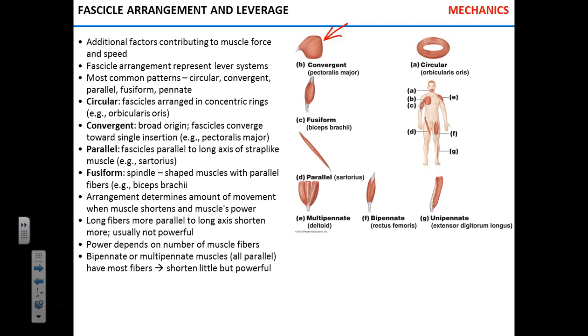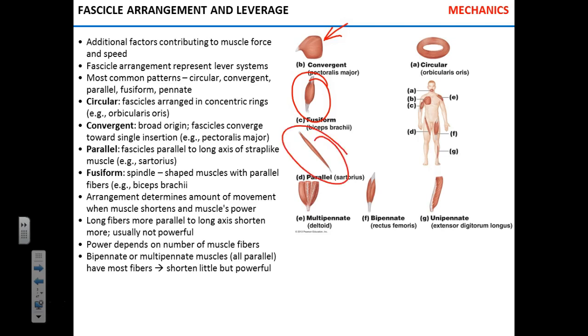They insert in pretty much one point of the humerus, so it's a really powerful muscle. All those fibers pull one point on the humerus, one attachment. Greater tubercle. Fusiform: biceps. Powerful muscle too.